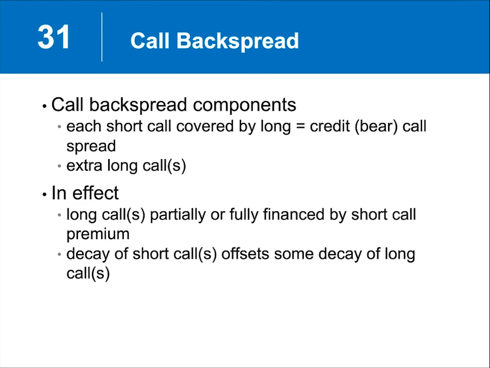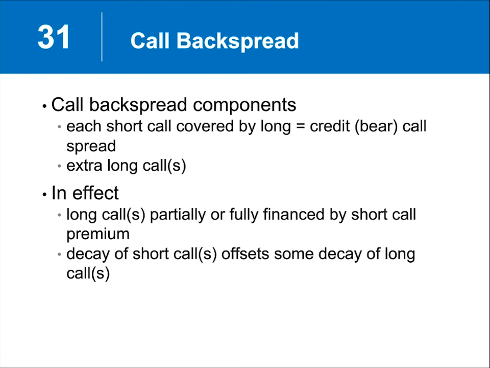So again, the short call is covered by the long call. You have this credit spread on here when you do this, and you end up with the extra long calls. So you can break it down into two components, and that credit spread is a bear spread. The most you can make is the credit that you bring in. Your risk is the difference between the strikes, less that credit that you bring in. But that extra long call has unlimited upside potential, right, above its break-even point.